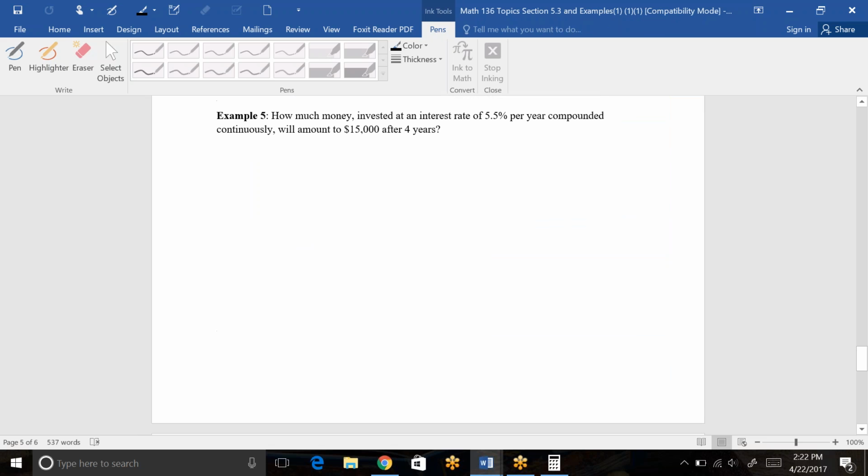This one says, how much money invested at a rate of 5.5% compounded continuously? There's a key word there, so that means we have to use this formula. This is the continuous compounding formula. And it's going to amount to 15,000. So that means that's our future value. Time is 4, and our rate we need to change to a decimal, so 0.055. So if we plug in what we know, 15,000 equals, we don't know p, e to the 0.055 times 4.